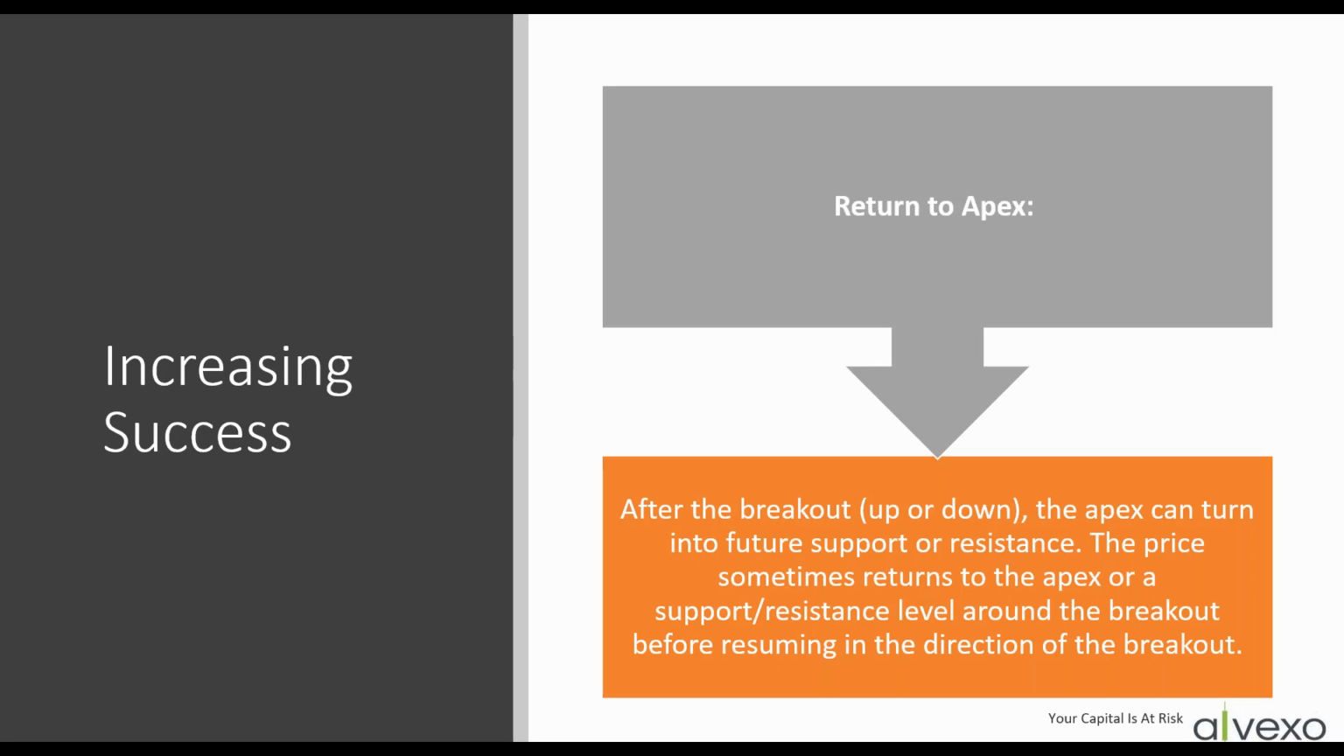Now be aware that after a breakout, either up or down, the apex can turn into future support or resistance. The price sometimes returns to the apex or a support or resistance level around the break before resuming the direction of the breakout. So this is one of the reasons you set your stop loss 10 points below the swing low. Because a lot of times you'll get your breakout candle, you get your confirmation candle, and then price will ease back down sideways, and then it'll start getting the momentum to move up.